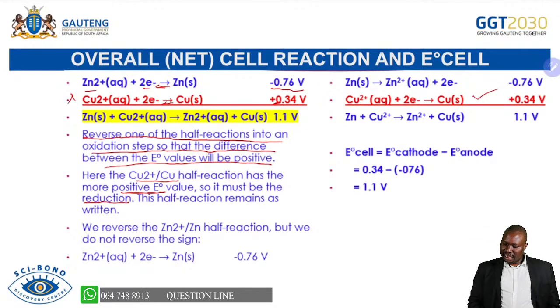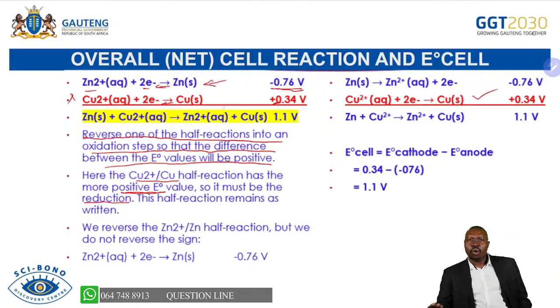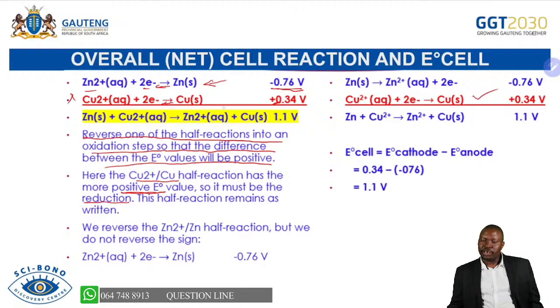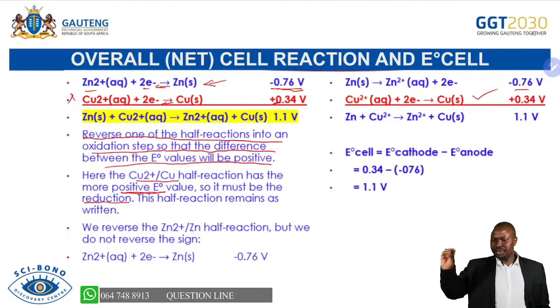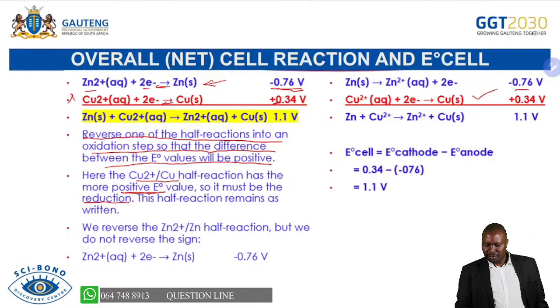Now, we reverse the zinc 2 plus half reaction, but we don't reverse the sign. That's not important. So what are we saying? We're going to start with zinc now instead of starting with zinc 2 plus. Why do we write it going backward? The negative one must now lose electrons because it has a lower ability to gain electrons, so it must lose them. So that negative one will definitely lose electrons because of the lower standard reduction potential. So you will write it now starting with zinc, then it becomes zinc 2 plus 2 electrons.